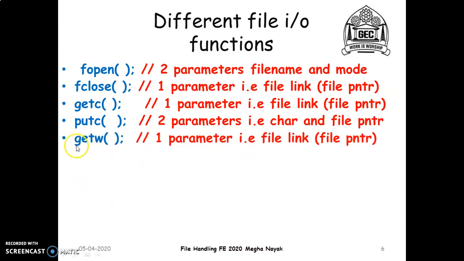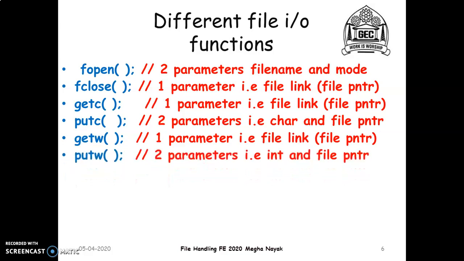Next I have is getW. It is in the same analogy of getC. getC is a character oriented function, whereas getW is an integer oriented function. It also takes only one parameter, that is the file pointer.